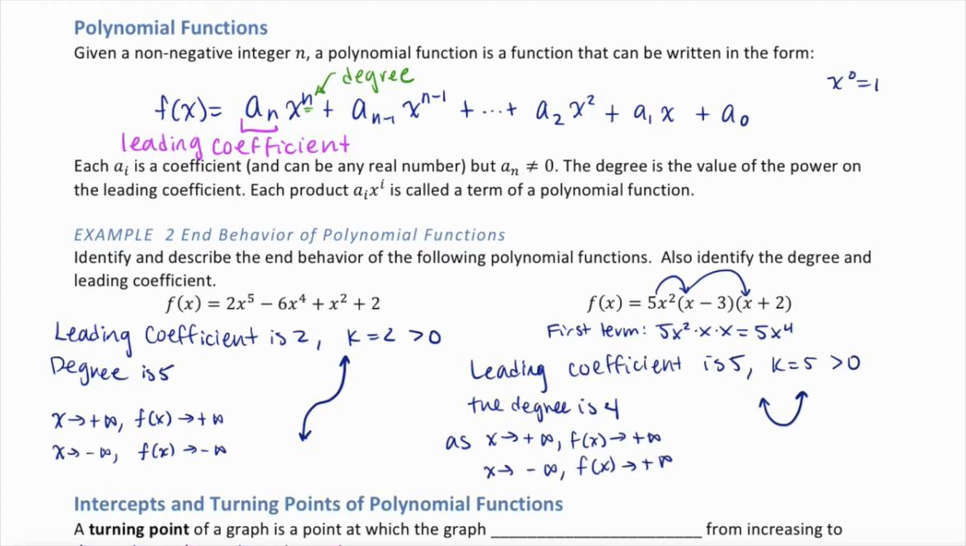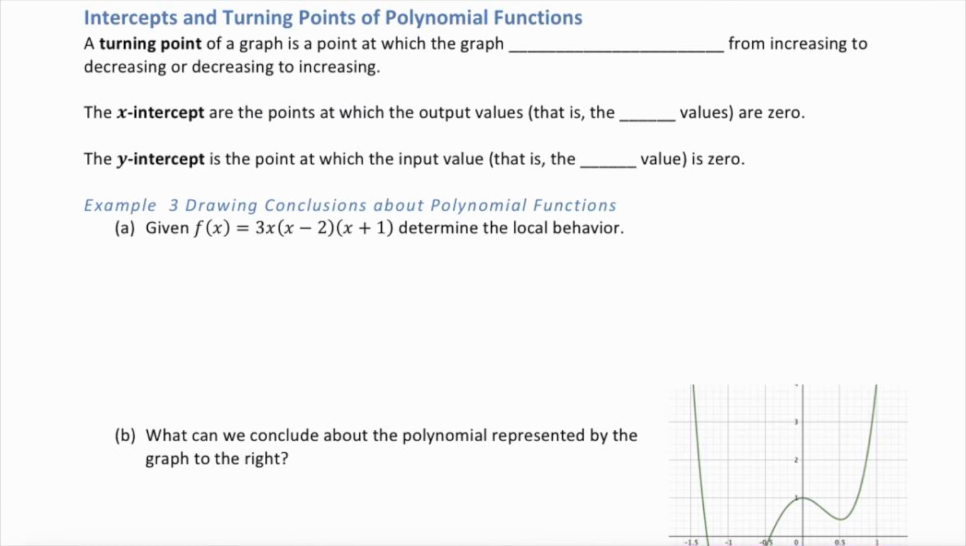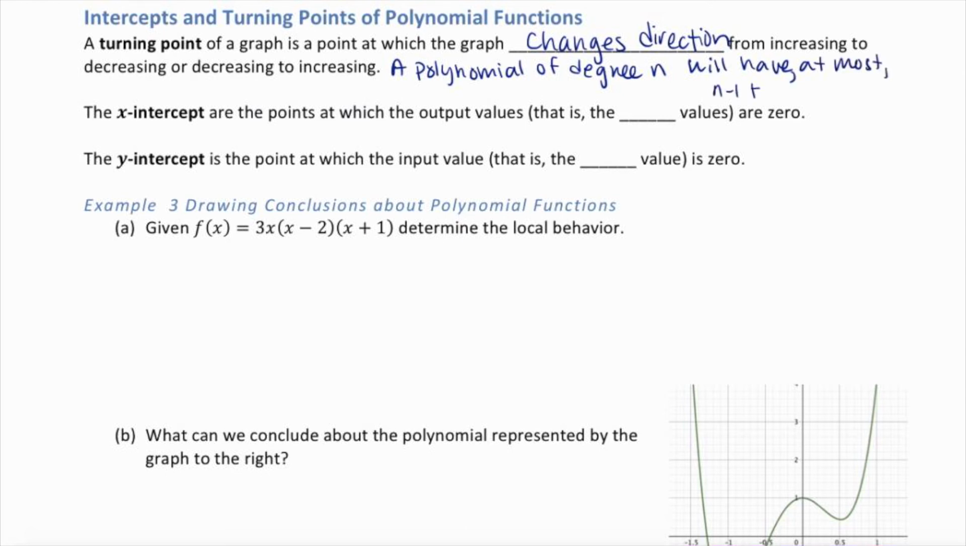Next, let's look at intercepts and turning points of polynomial functions. A turning point of a graph is a point at which the graph changes direction, from increasing to decreasing. A polynomial of degree n will have at most n minus 1 turning points. The x-intercepts are the points at which the output values, that is the y values, are 0. The y-intercept is the point at which the input value, that is the x value, is 0.